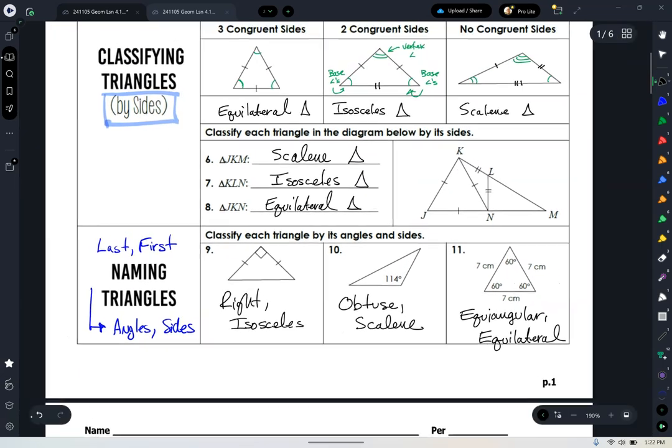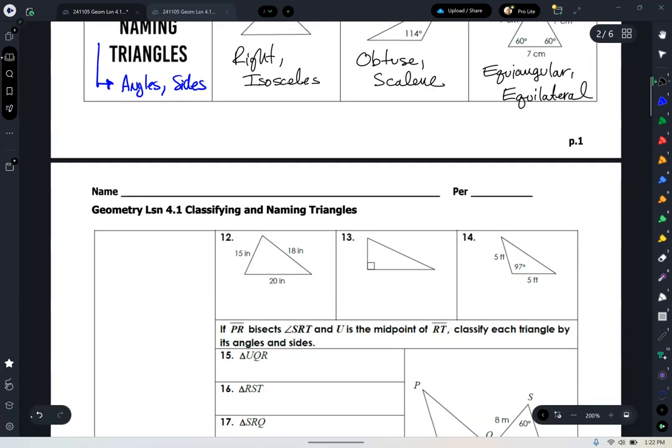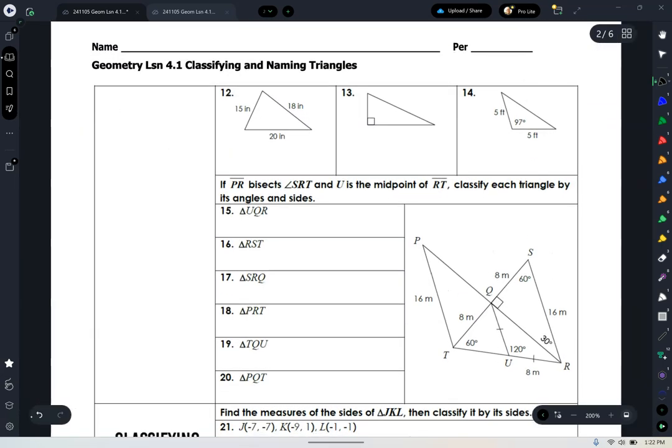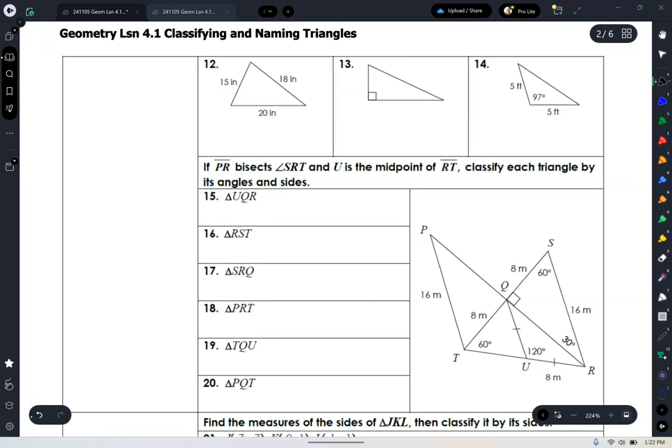All right. So I'm going to give you about 4 minutes, and I want you to do 12 through 20. You have 4 minutes, 12 through 20, naming triangles. Last name, comma, first. Last name, comma, first. Or angles, comma, sides. Ready to go.